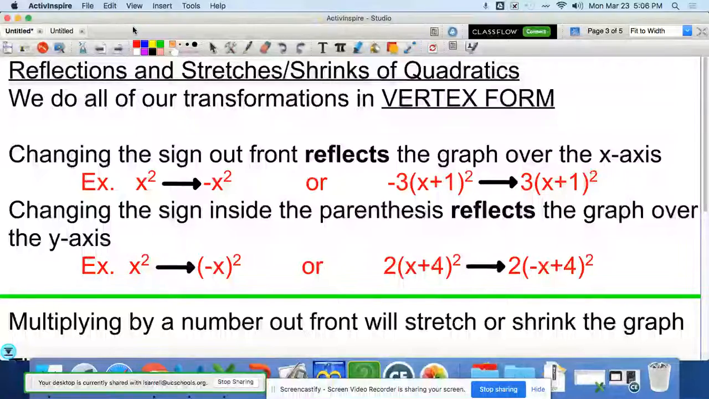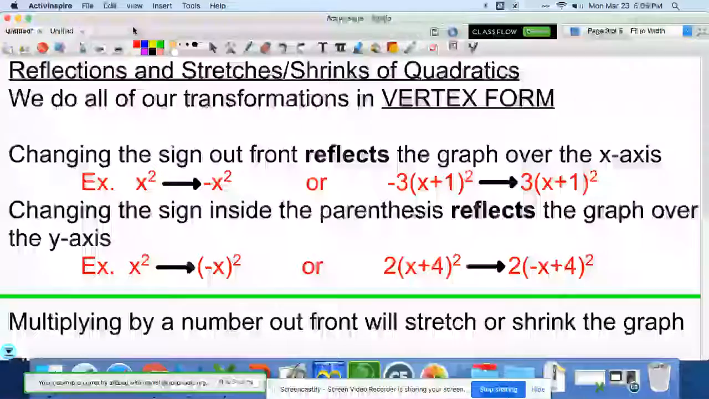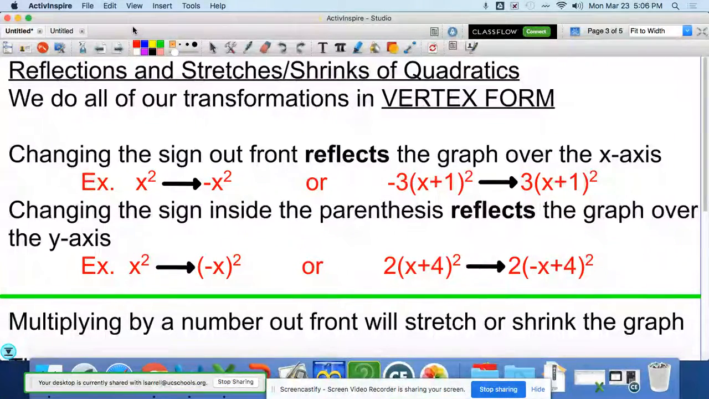All right, guys, this is your second video for today, and now we're going to be talking about reflections and stretches and shrinks of quadratics. Again, as I said earlier, we're going to be doing these from vertex form, okay?